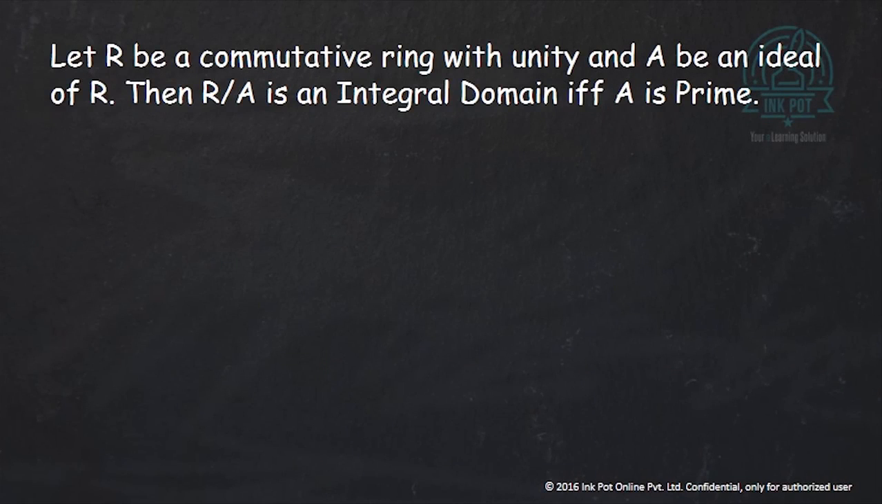Now we do two criteria that help in determining when a quotient ring is an integral domain and when it is a field. These two criteria are important as usually one of them is asked in exams. So the first one says that if R is a commutative ring with unity and A is an ideal of R, then R quotient A is an integral domain if and only if A is prime. Okay, so let's do the proof. The proof is quite simple.